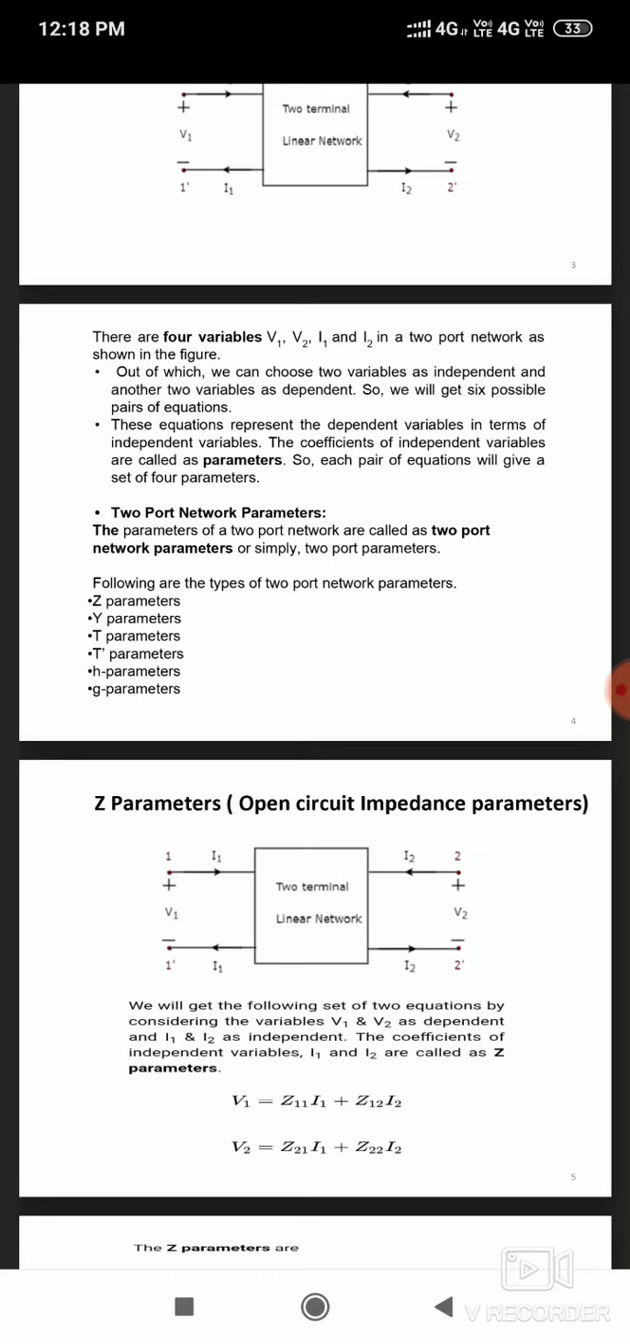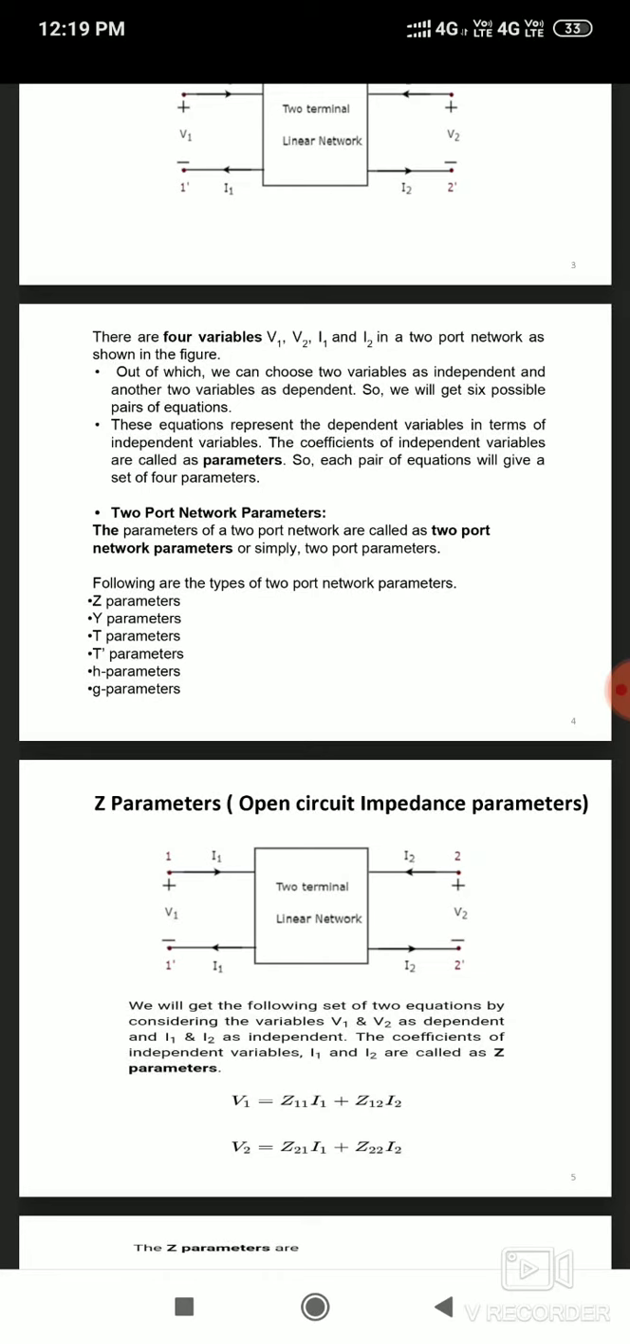So what do you mean by Z? Z is nothing but impedance parameter. Then in that there will be four: Z11, Z12, Z21 and Z22. Impedance means, what is its unit? What is the unit of impedance? Ohm. Do you understand? So ohm will be the unit of these parameters. So Z parameters have unit ohm.